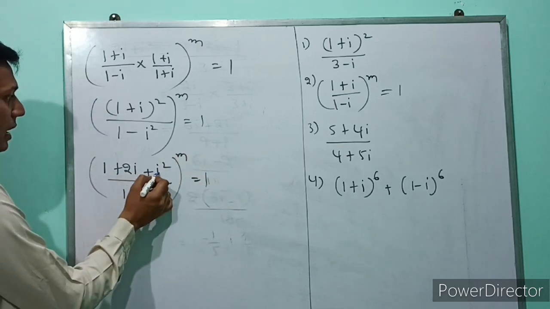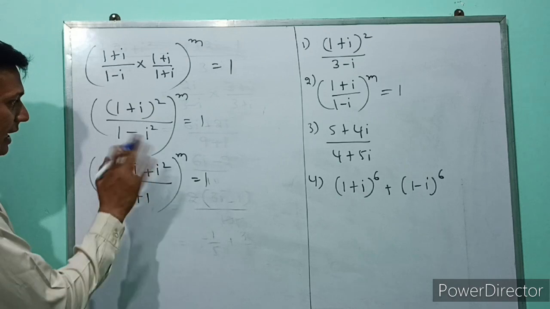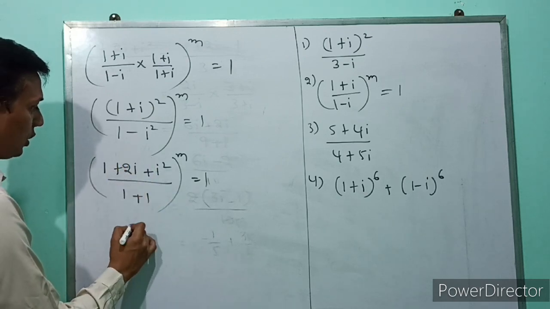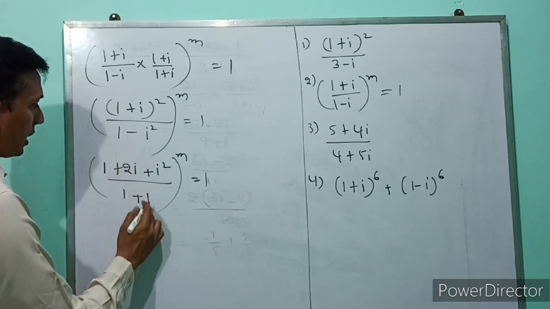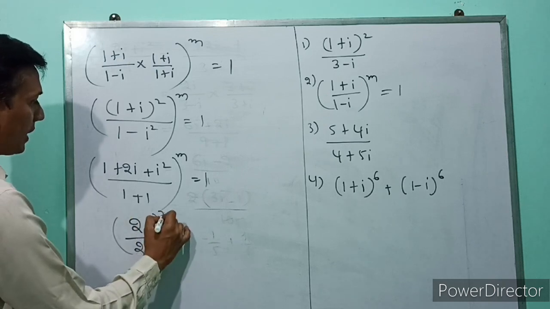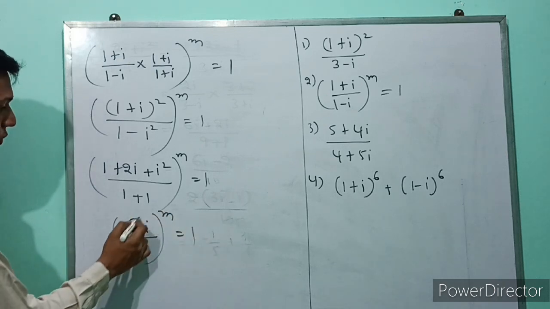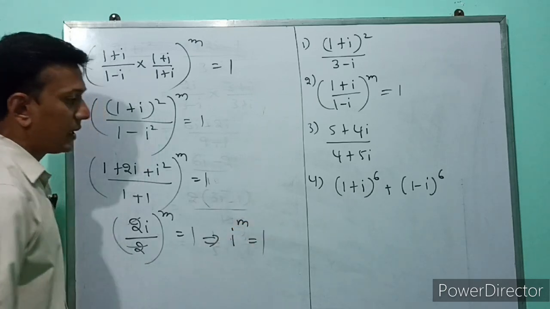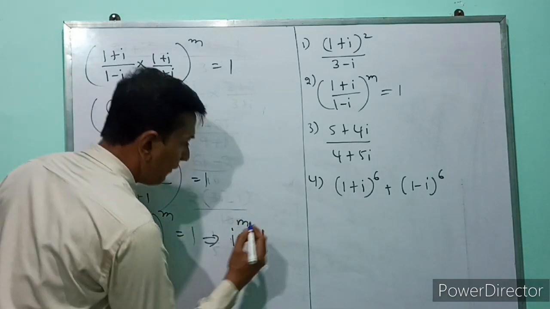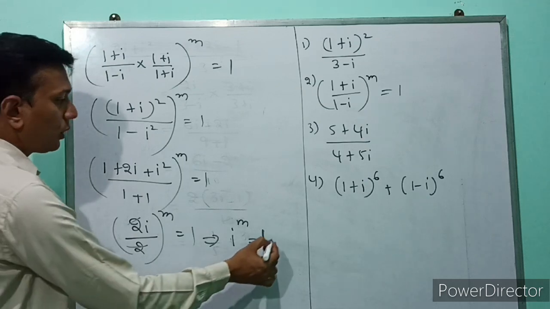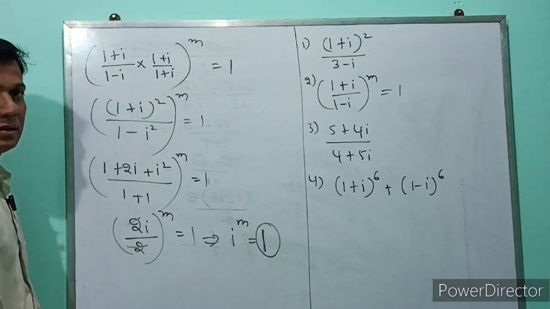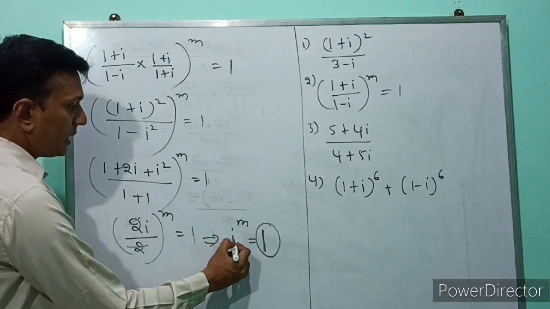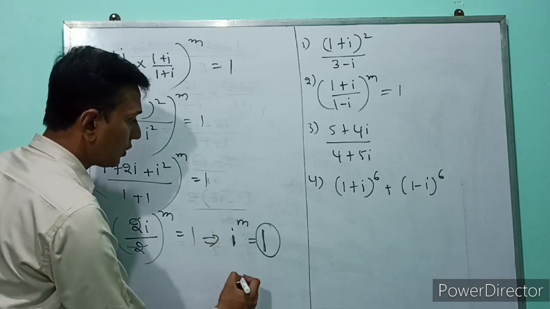Here i square value is minus 1, directly I am deducting that, 1 minus 1 is 0, you will be left with 2i. Here the denominator is 2, whole power m is equal to 1. So 2 gets cancelled, you will get i power m is equal to 1. So for what value of m are you going to get 1 as the answer when the base is i? So i power m is equal to 1.